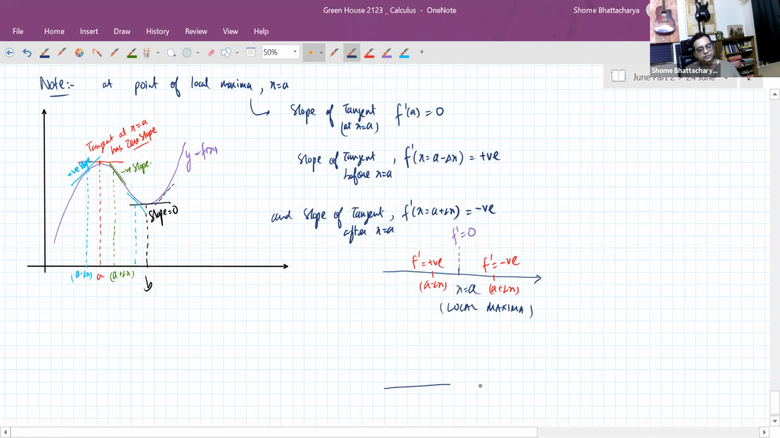Whereas now, similarly, if you analyze for local minima, before this the derivative is negative, and after this the derivative is positive.